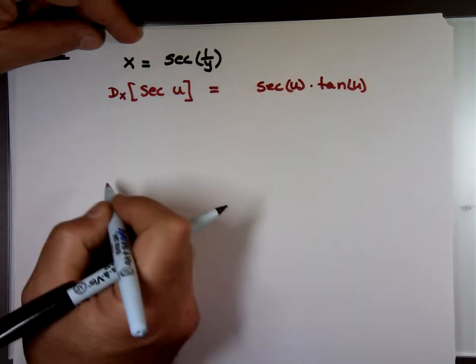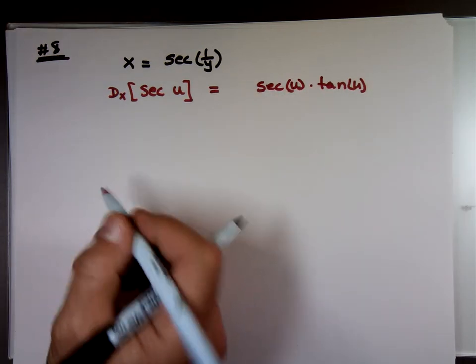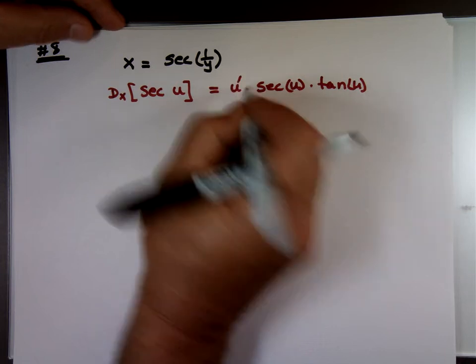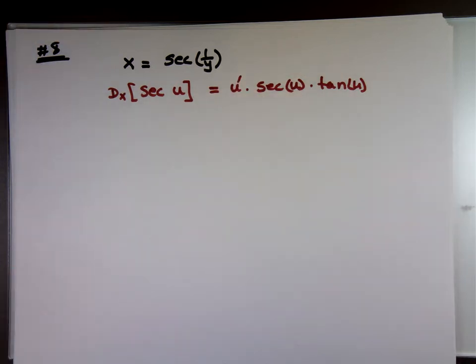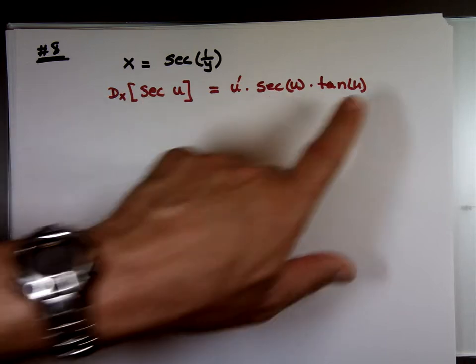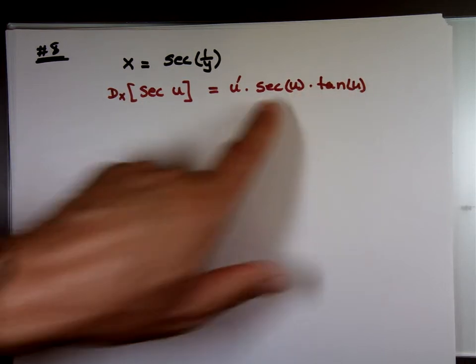But since that's a u, that's not an x, times what? U sub prime. The derivative of secant is secant tangent. When it's u, you always got to multiply your answer by u sub prime.